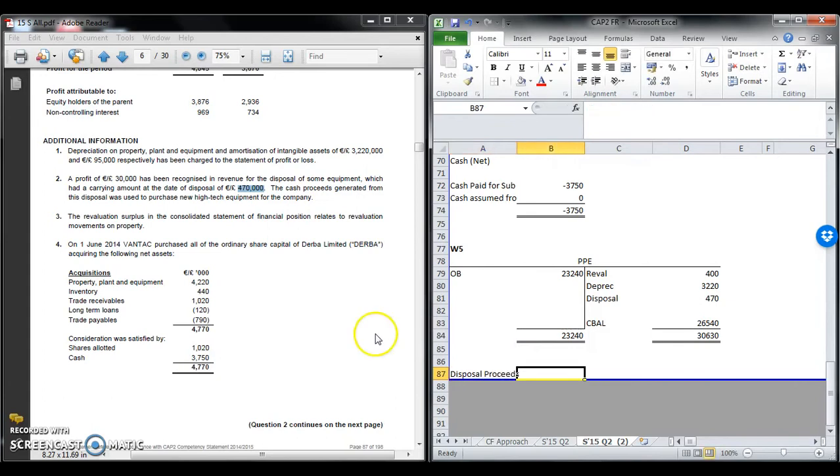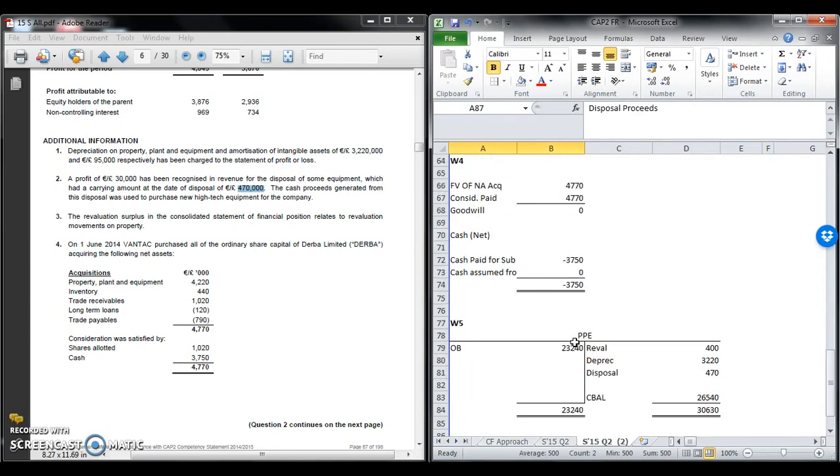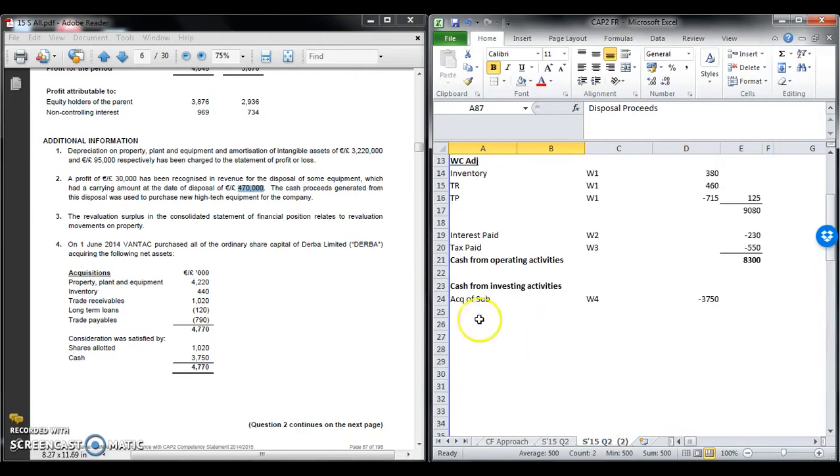And the final thing, just to capture it here as well, it's good practice, is, well, disposal proceeds. Yes, so there's always 3 elements to a disposal of property. 1 is the cash adjustment, 2 is the PPE account, and 3 is how much did you get in. Well, you sold it at a profit of 30 on a carrying value of 470, therefore you must have sold it for 470 plus the profit is 500. And that proceeds as well of 500,000 can, as a working 5, go in here. Investing disposal of PPE, working 5 of 500.